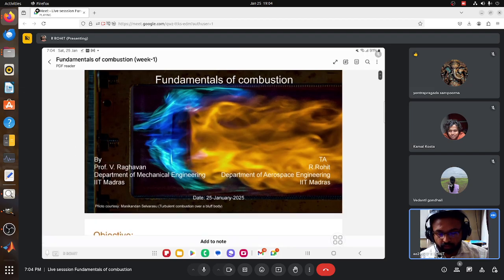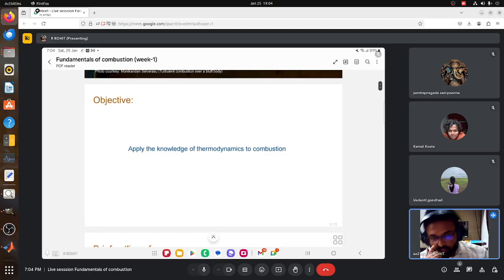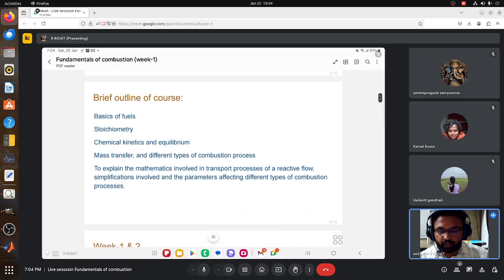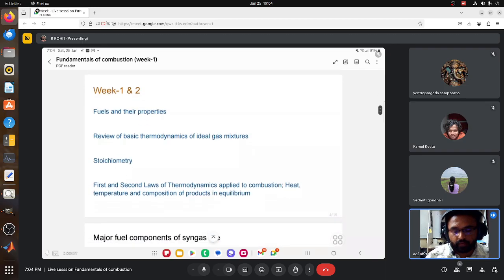In the course of fundamentals of combustion, the major objective is to get knowledge of the thermodynamics of combustion and apply those concepts. A brief outline of the course: it includes basics of fuels, then stoichiometry conditions, then chemical kinetics and equilibrium, then mass transfer and different types of combustion processes, and then the mathematics involved. Each session will try to cover each of these. Today we will go with week 1 and week 2 sessions. Week 2 deals more with first law and second law.